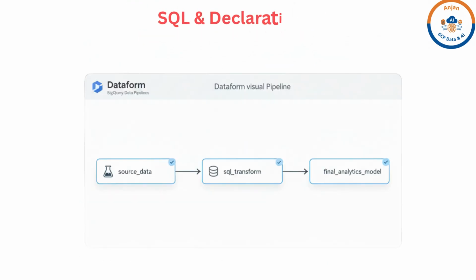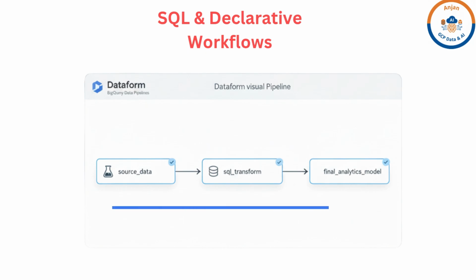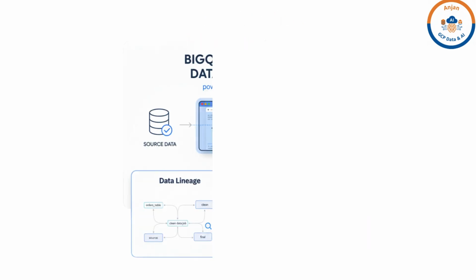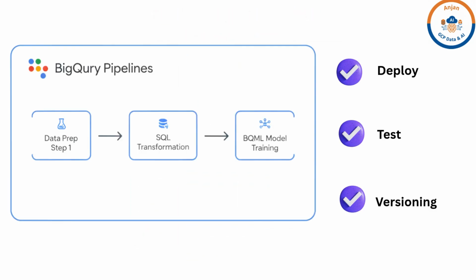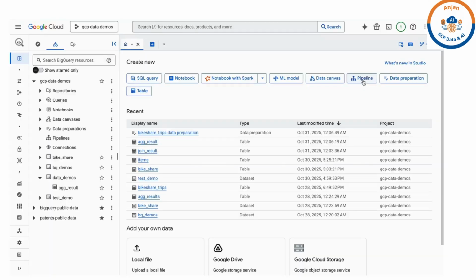Define your entire data journey using SQL and declarative workflow. Easily visualize dependencies from raw source tables right through to complex business models and machine learning outputs. With this native integration, you get automatic centralized governance, full data lineage tracking, and the inherent scalability of BigQuery. Deploy, test, and version your data transformation with the click of a button. Simplify your stack and accelerate your insights with BigQuery native data pipelines.